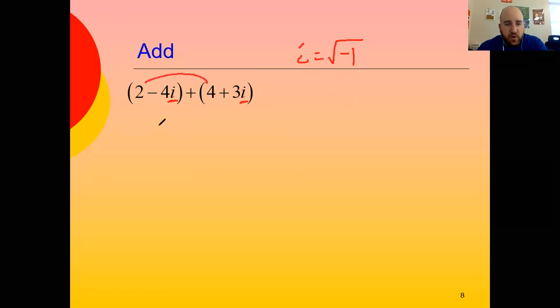Okay, I've got 2 and 4, which is 6. And then again, negative 4i, positive 3i, would be negative 1i, or again, just 6 minus i. So all I'm doing is combining like terms. Again, you can pause it here real quick to get this down.